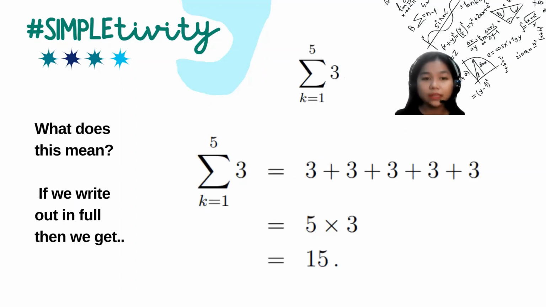What's the meaning of this? Yes, because if we write out this notation in full, we get this one. It means we are going to add the number 3 repeatedly. Okay? Repeatedly. Like 5 times. So 3 plus 3 plus 3 plus 3 plus 3, or simply 5 times 3 is equal to 15.